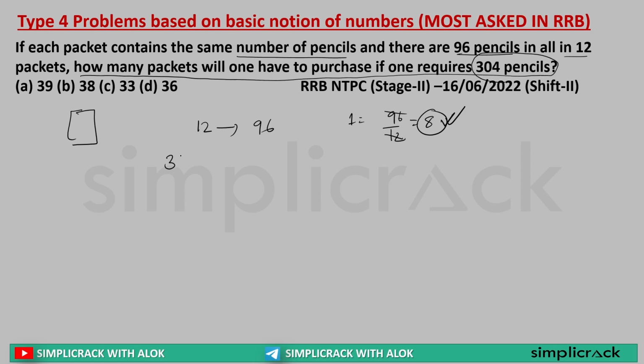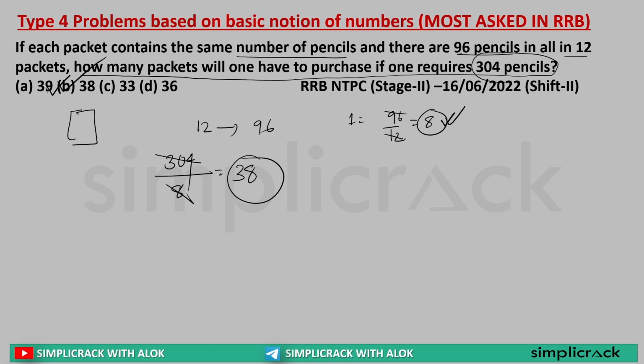Now it is asking how many packets will one have to purchase if he wants to get 304 pencils. So he wants 304 pencils. With 8 pencils there will be one packet. So 304 divided by 8 is equal to what? Sir, 8 3s are 24. 8 8s are 64. So how many packets will be there? 38 packets will be there.